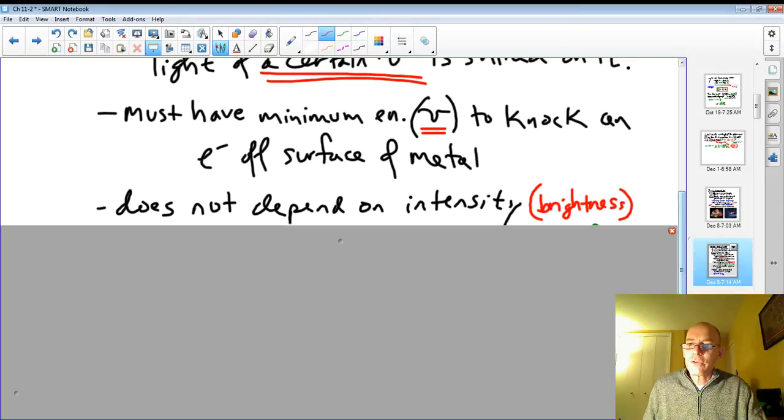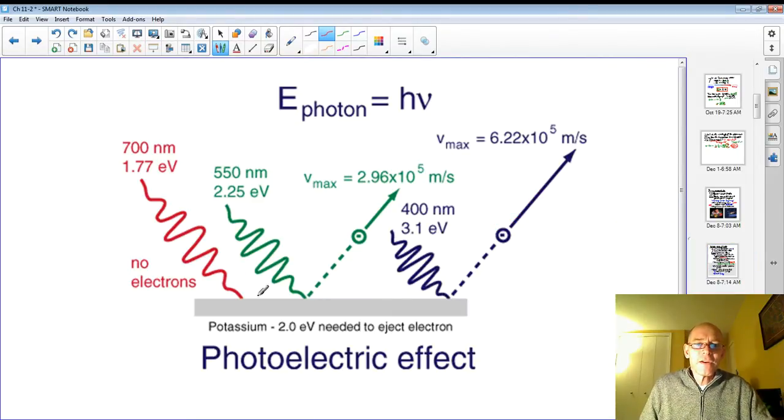Here's another visualization of this. Here's some metal surface. It looks like it's potassium right here, and an incoming light will knock an electron off only if it is of a minimum energy. Remember, low energy radiation is red. The infrared and beyond, longer wavelengths, are low energy. And no electron is knocked off when red light is shined on this metal surface. But if you ramp up the frequency a little bit by having a shorter wavelength like green or blue, then an electron is knocked off.